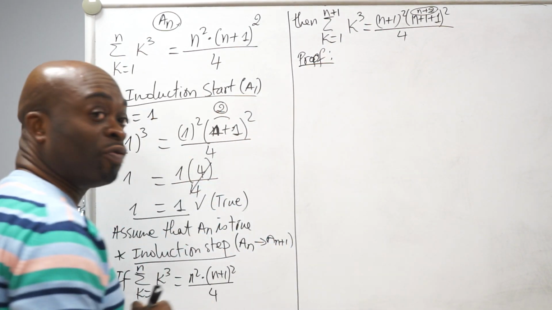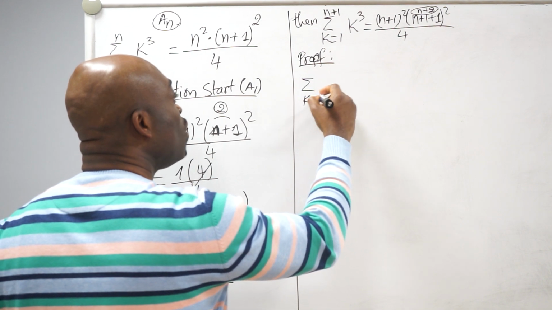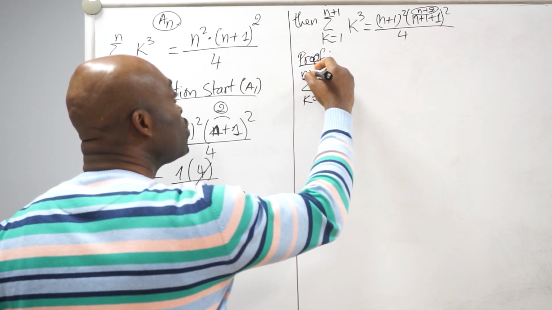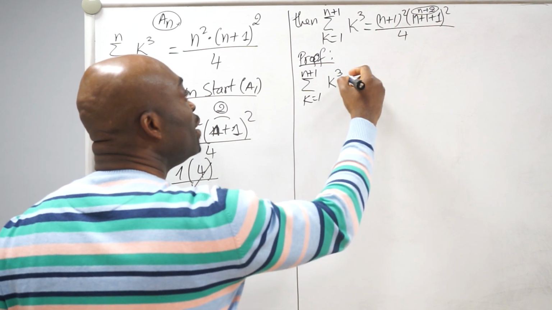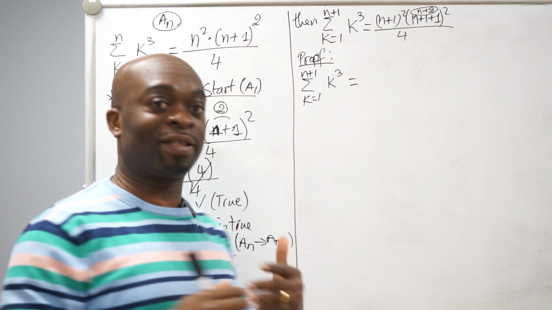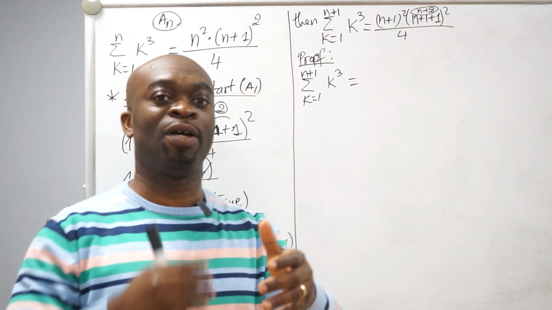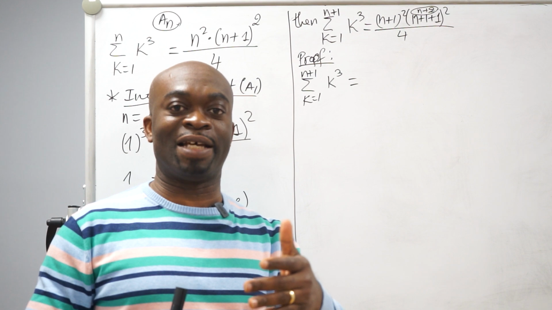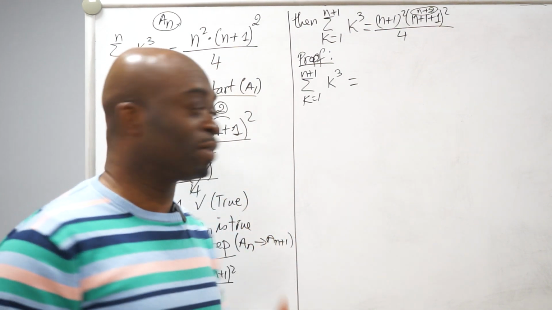So we're going with the proof now. We want the sum of k equals 1 all the way to n plus 1 of k to the power 3, which is equal to what? We know that n plus 1 is the next step. Because that's the next step, what do you need before the next step? The step before, which is a sub n, correct?